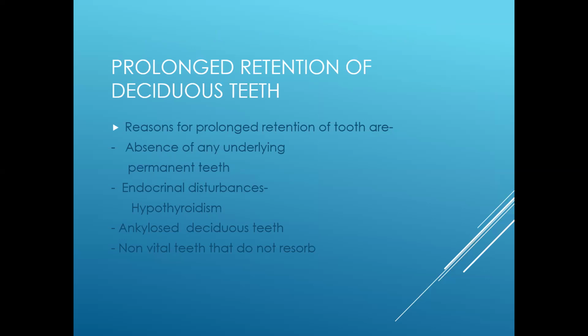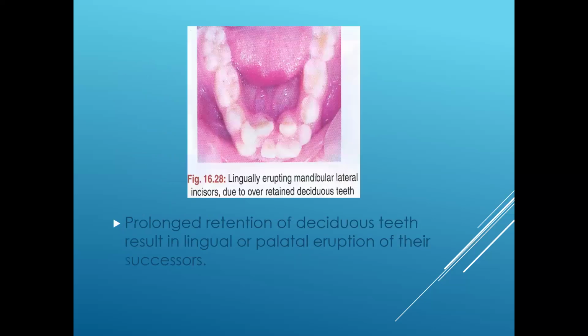Another factor leading to malocclusion is prolonged retention of deciduous teeth. Reasons for prolonged retention of teeth are absence of any underlying permanent teeth, endocrine disturbances such as hypothyroidism, ankylosed teeth, and non-vital teeth that do not resolve. Prolonged retention of deciduous teeth results in the lingual or palatal eruption of their successors, as seen in this picture.